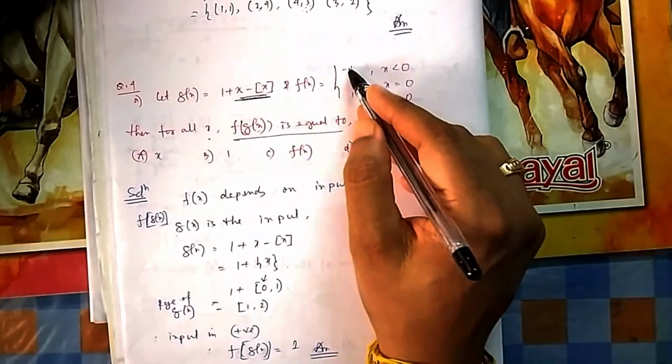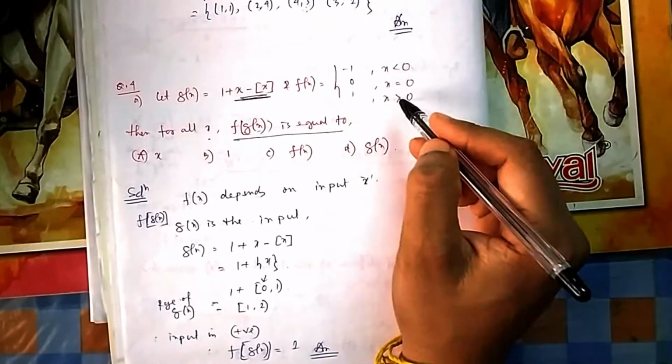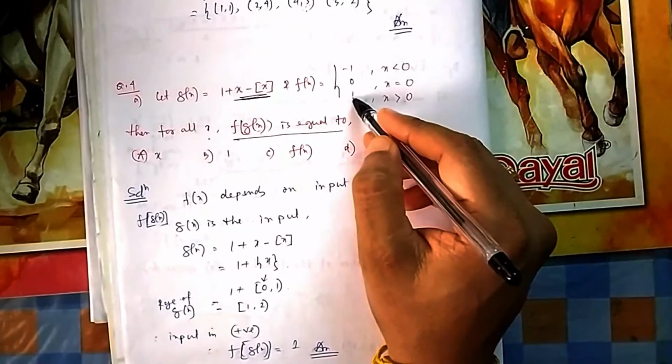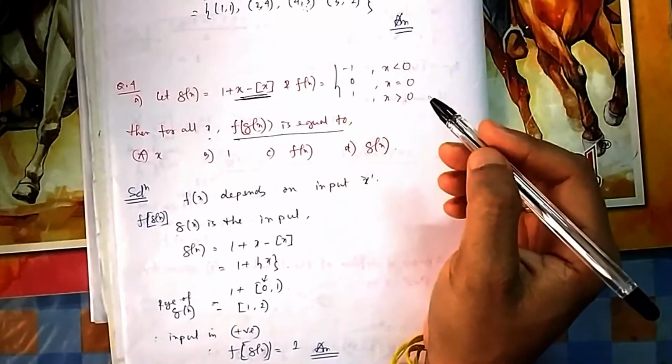Now what is f of x? The output depends on whether you are giving positive or negative. If the input is negative, then the output is minus 1. If you give a positive input, then f will give output as plus 1. If you give 0, then f will give 0.